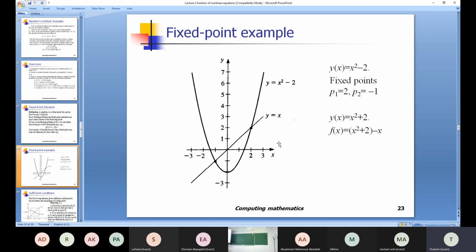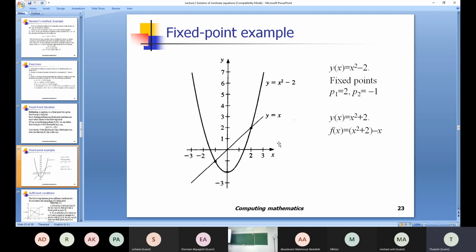This is x squared minus 2. How to draw the graph of the function? You draw x squared. This is x squared. This is x squared minus 2. So plus 2, right. X squared plus 2. And the question is the points of intersection between x squared plus 2 and the line y equals x. It will not touch. Right, right. No points.